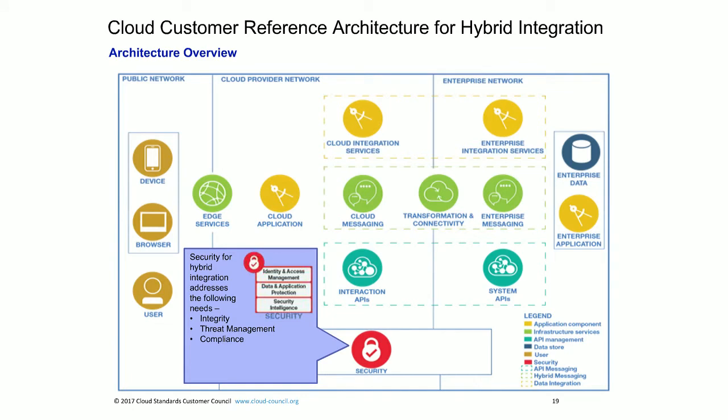Moving on to security. Security for hybrid integration addresses integrity, threat management, compliance. So it goes across all these layers, and as I mentioned earlier, it covers the security both from authentication and entitlement of users coming in, and of applications and of components in the cloud that are connecting to the enterprise system. Moving on.